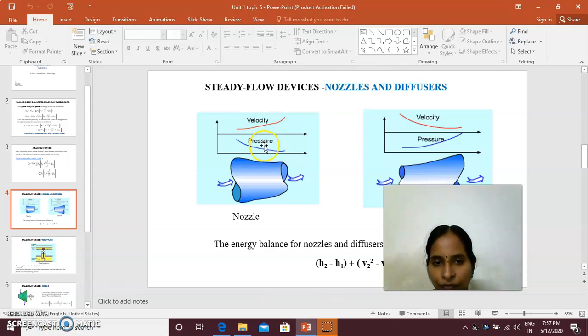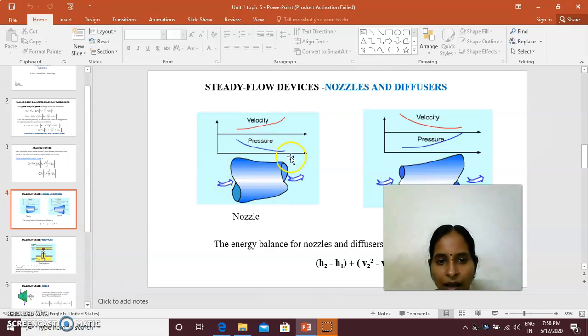Here, the pressure of the hot steam or hot fluid is decreasing, and the corresponding decrease in pressure is converted to velocity. As a reciprocal, diffusers increase the pressure of the fluid or working substance, with increased pressure at the outlet. So their velocity is decreasing.